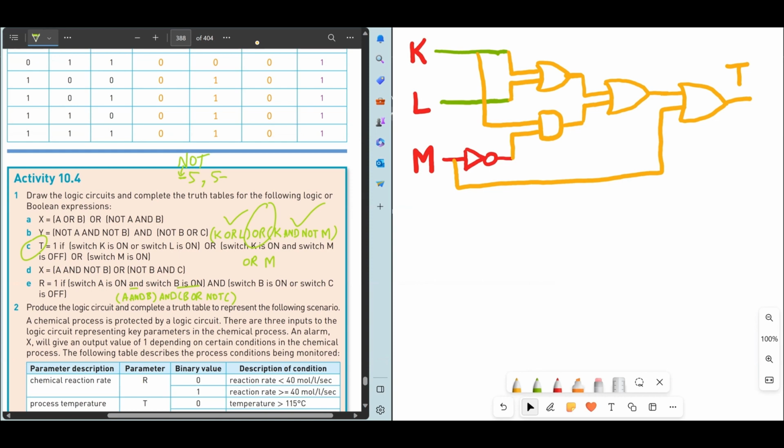Drawing up the truth table from an expression or the circuit should not be a problem, because you can come up with an expression from the circuit and then you can start making the truth table. So you are already given the input sequence. The input sequence is K, L, and M.